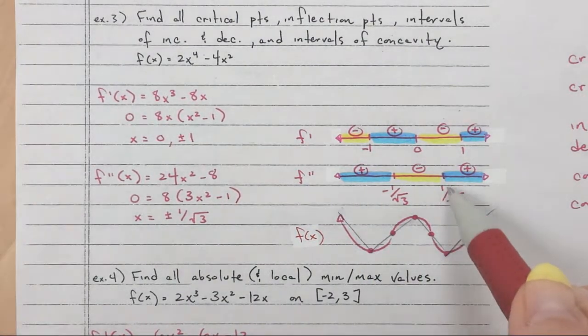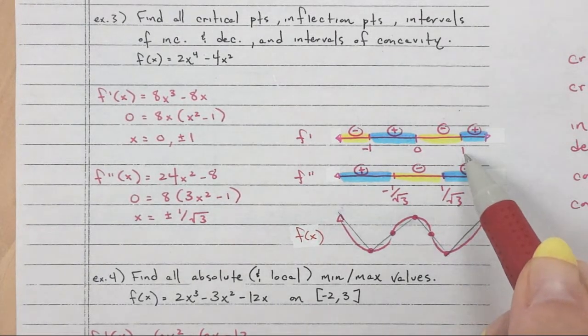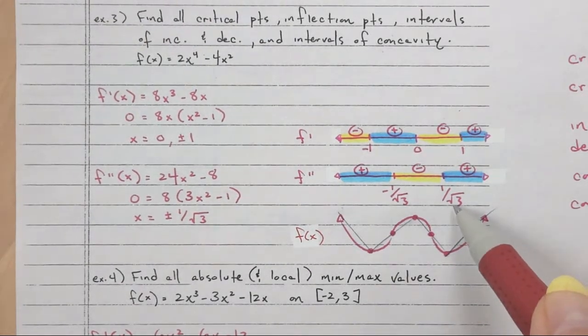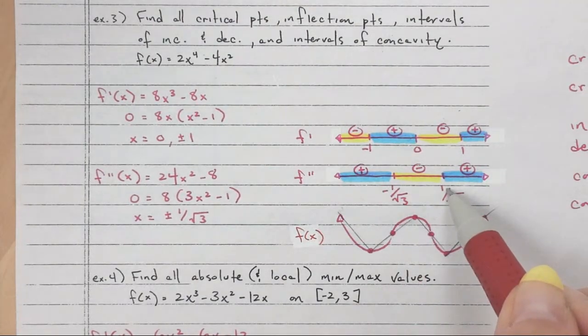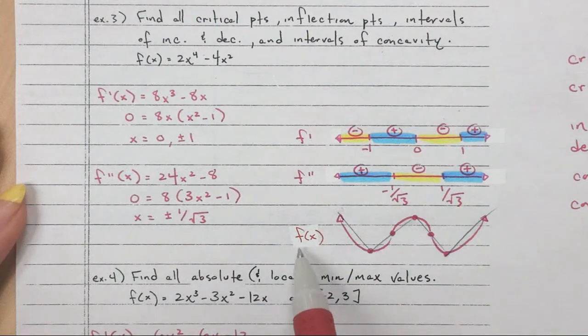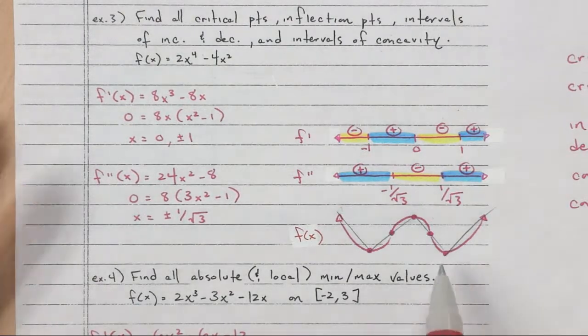I don't know what 1 over root 3 is, but I do know that it's less than 1. So 1 over root 3 is going to be 1 over 1 point something, so it's going to be less than 1. So it's about here. I don't know exactly what number it is, but it's okay. I line them up, and then here's my f of x. It doesn't ask you to do this, but you guys should really, really, really do this, okay? So this is how I would do it.